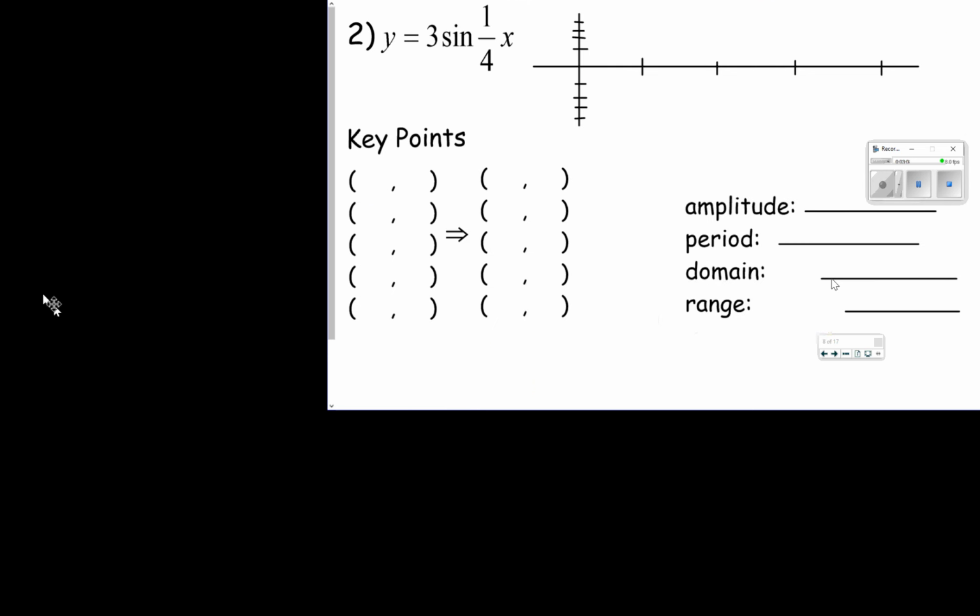Here we go on number 2. This time our key points are going to be the sine key points. Sine key points will always be the same as well. They'll be different than cosine, but they'll be always the same for sine. 0, pi over 2, pi, 3 pi over 2, and 2 pi.